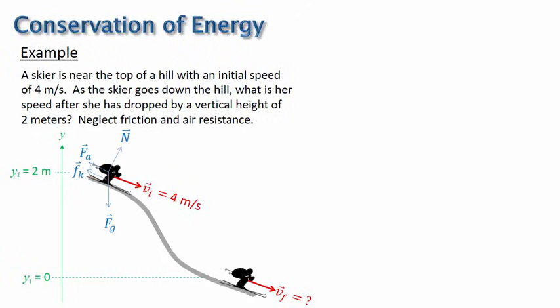Next, according to the procedure, we should show the forces acting on the system, or in this case on the skier. These forces are the normal force, the gravitational force, the drag or air resistance force, and the kinetic friction force. We're told to neglect friction and air resistance, but I'll leave them in the diagram this time for discussion purposes. Showing all of the forces acting on the system will become very useful when we begin to apply the conservation of energy equation.